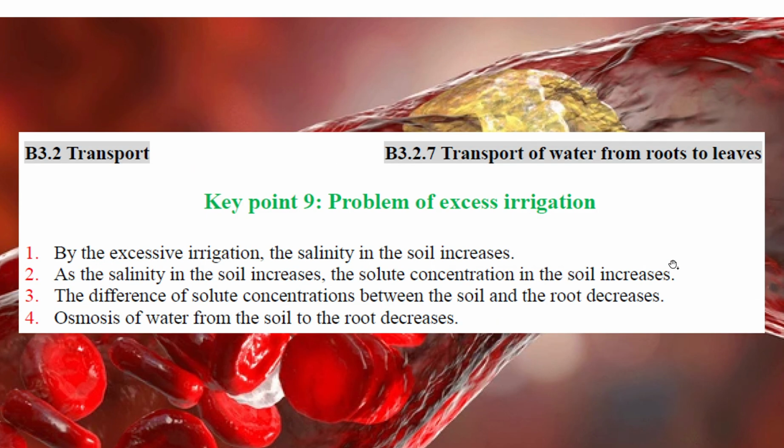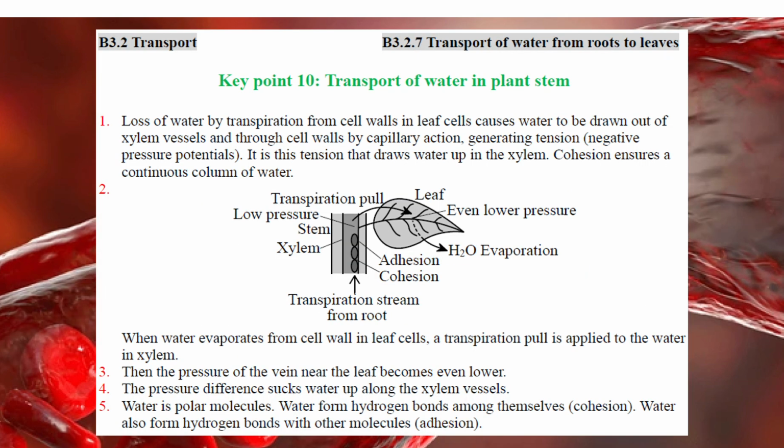And the problem of excess irrigation: if we have excess irrigation, the salinity of the soil will increase to such a high level that the difference between the concentration of the soil and the roots decreases, such that osmosis happens not so smoothly. And the osmosis of water from the soil to the roots will decrease because of excess irrigation.